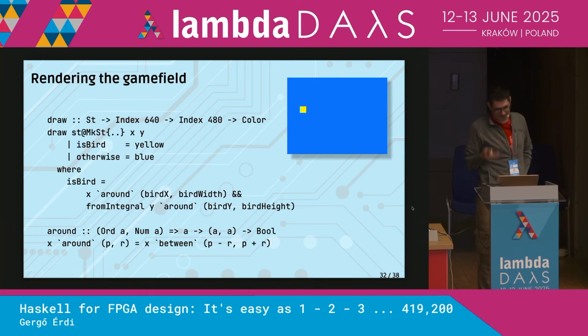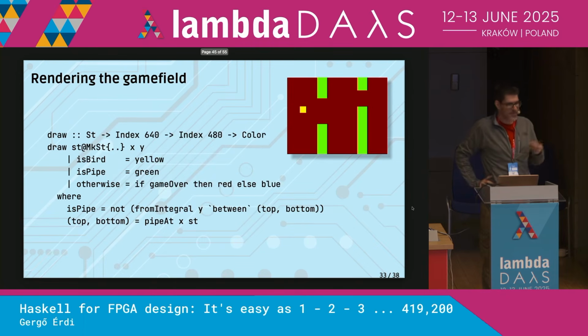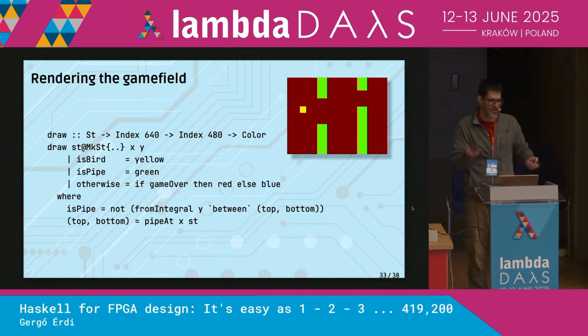Well, we know where the bird is. The bird has a fixed x position, because visually it doesn't move horizontally. And the y coordinate of the bird we know because it's part of the state. And then we just see if the given xy position is inside a bird width, bird height sized rectangle around that point. And if it is, then we are in the bird, so we should draw yellow. Okay, then we do the same for pipes. We return green if it's a pipe. Otherwise, we return blue, which is the background. And when it's game over, instead of blue, the background should be red. And that's why you get the flashing red background when you die.